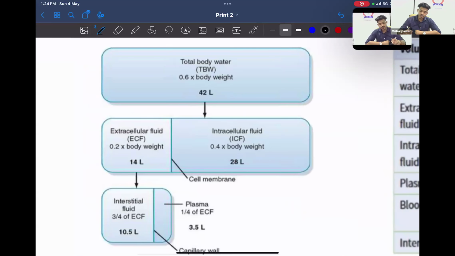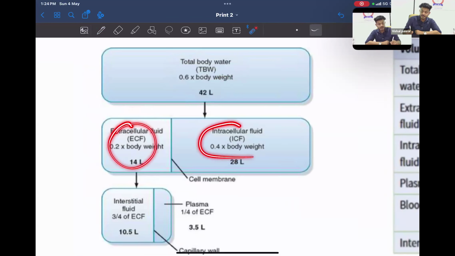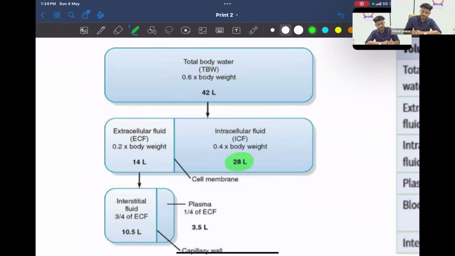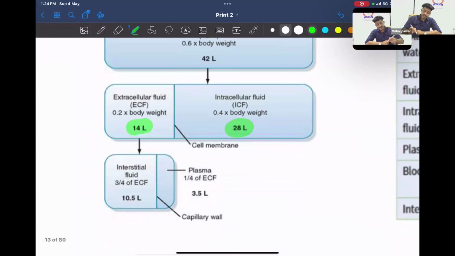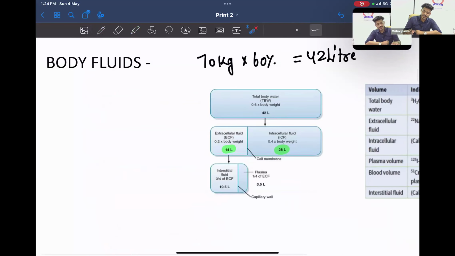Now this total body water, this 42 liters, can be inside the cell. We have the cell as the structural and functional unit. So it can be inside the cell or outside the cell. So we can have extracellular fluid and intracellular fluid. How much is the intracellular? 28 liters. How much is the extracellular? 14 liters. That is two-thirds and one-third, right? And then this extracellular is further divided into interstitial and plasma.